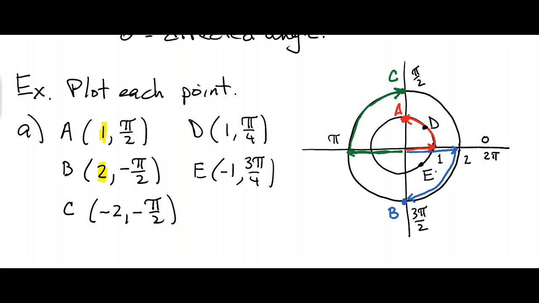Right, so there's 5 different points. You can see where they are. You always want to go either to the right if it's a positive radius, or to the left if it's a negative radius, and then rotate the appropriate distance. So we'll look at a few more examples in video 2.